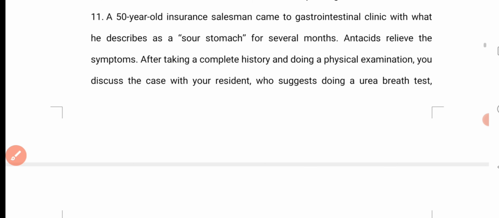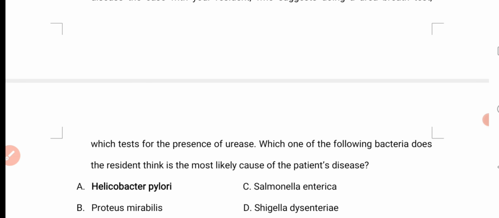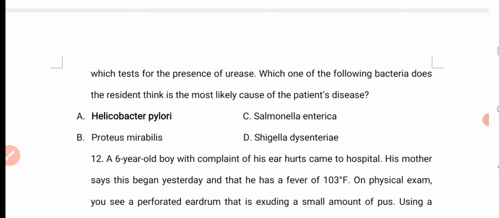The next is a 50-year-old insurance salesman who came to the gastrointestinal clinic with a sore stomach for several months, and antacid relieves the symptoms. After taking a complete history and doing a physical examination, we discussed the case with our resident, and the resident suggested us to do a urea breath test. We test for the presence of urease. Which one of the following does the resident suspect?